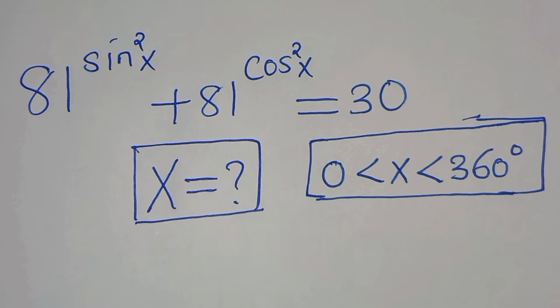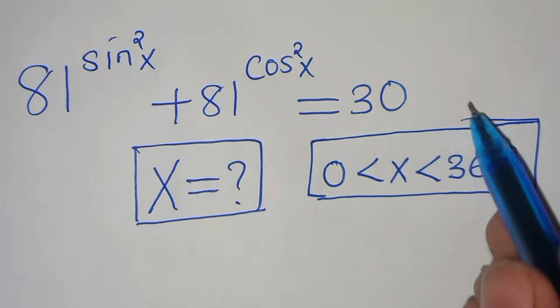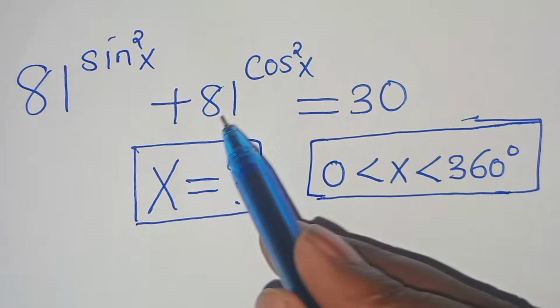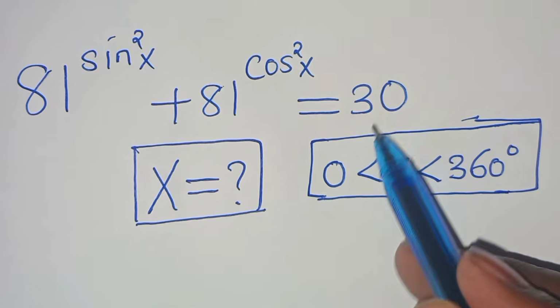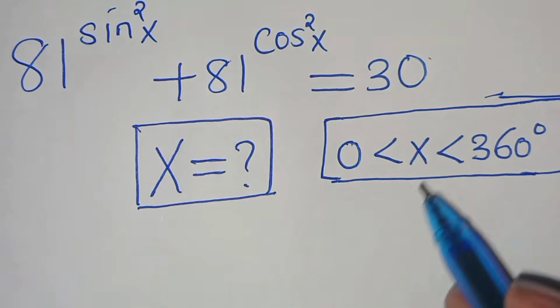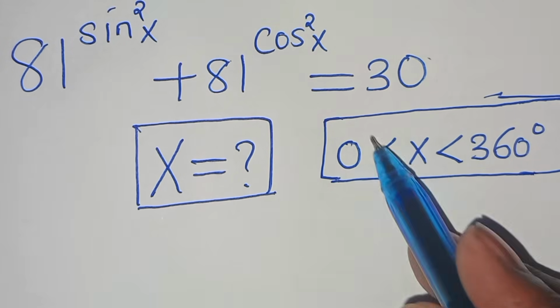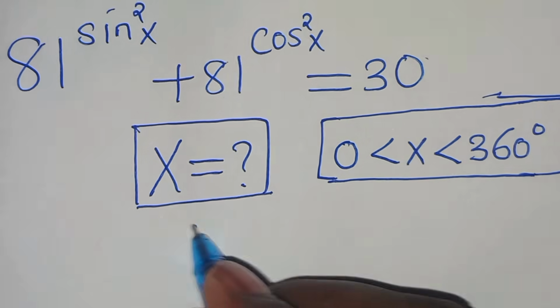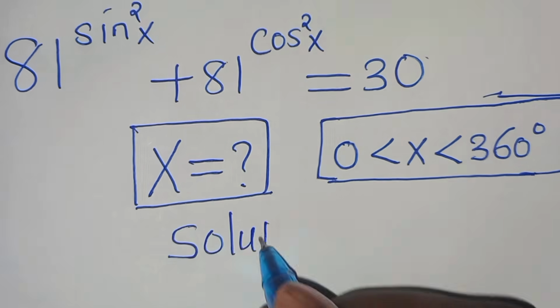Hello, everyone. You're welcome to solve this nice trigonometric math problem, which is 81 to the power of sine squared x plus 81 to the power of cos squared x. This is equal to 30. So what are the values of x, given that x ranges from 0 to 360 degrees? So let's provide a solution from here.